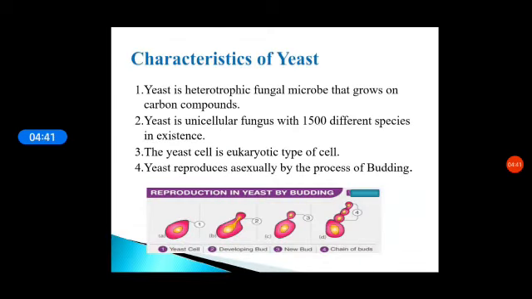Now let's have a look at the characteristics of yeast. Yeast is a heterotrophic fungal microbe that grows on carbon compounds due to being non-green in color. Yeast is a unicellular fungus with 1500 different species in existence. The yeast cell is a eukaryotic type of cell. Yeast reproduces asexually by the process of budding as shown in the figure below.